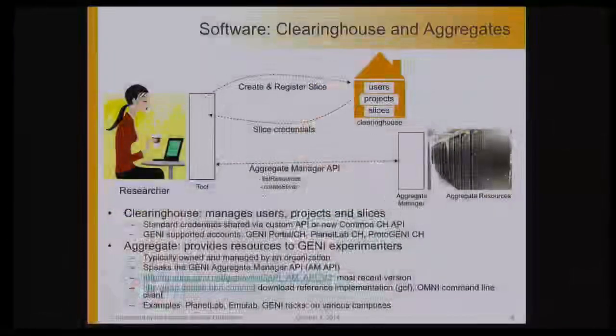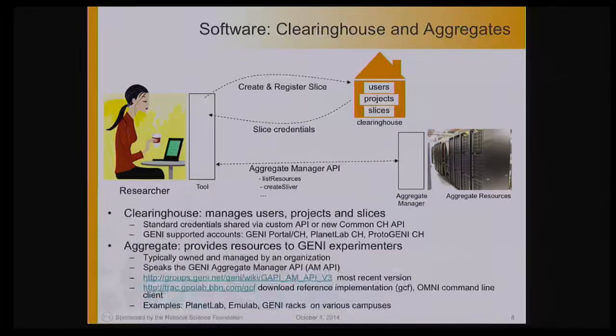The places where you can get credentials to use in GENI right now are, of course, the clearinghouse itself, a Planet Lab account, if you have a Planet Lab account that is federated with GENI, or an Emulab, or as it's sometimes known, a Proto-GENI account.